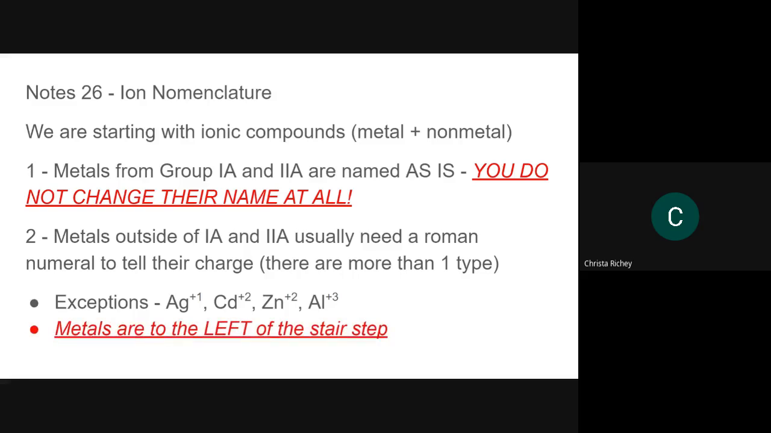So exceptions: silver is in group 3, but it's a group B, but it's always +1. Cadmium and zinc are always +2. Those are the ones inside here that I told you to write their oxidation charge in their box. They don't get a Roman numeral. Aluminum is the only one on this side that is a metal that does not get a Roman numeral. All the other ones have to have one.